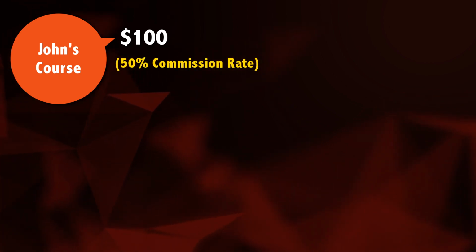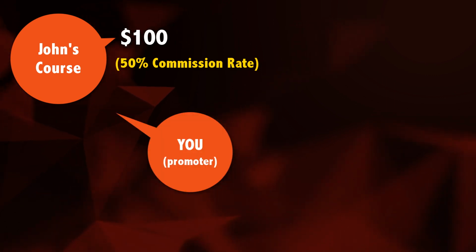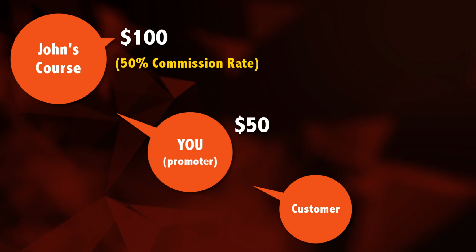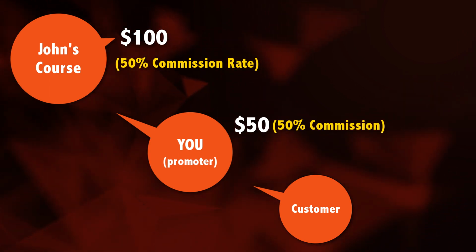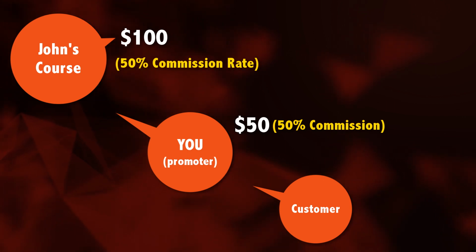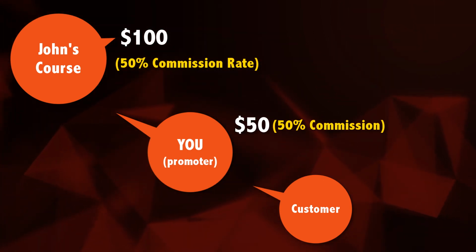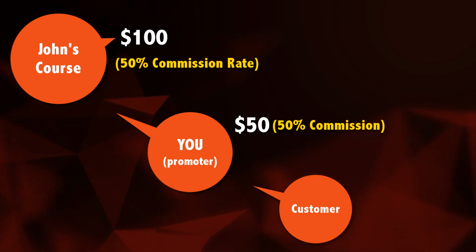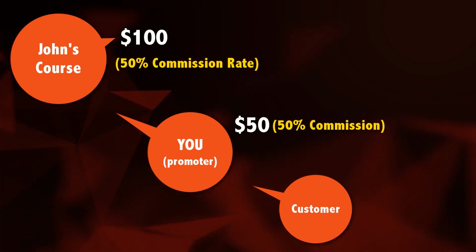Let's say Mr. John has a course that's priced at $100 and it has a 50% affiliate commission rate. So if you promote the product and someone buys the product through you, you will get a 50% commission. As it's a $100 product, you will earn $50 only for promoting or referring it. And the product owner will get the other $50. This is how simple it is. So let's see how to do that.